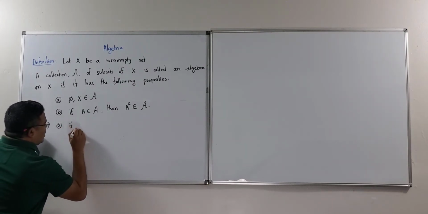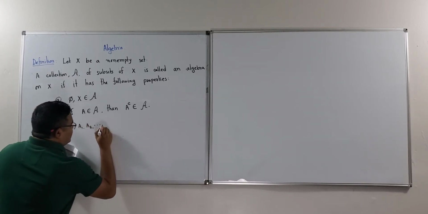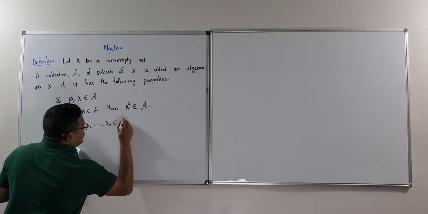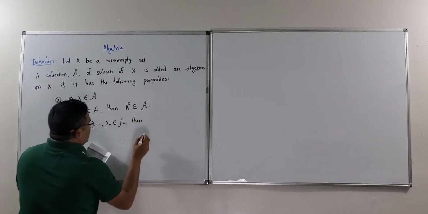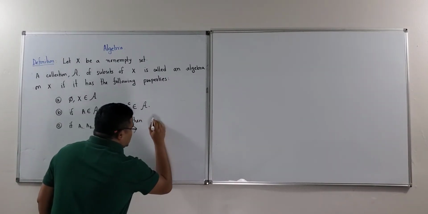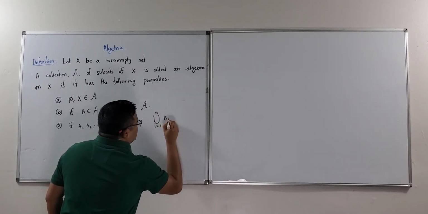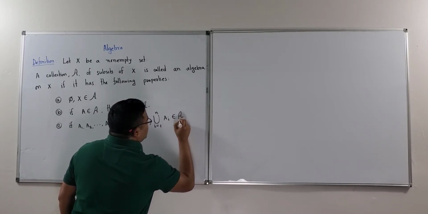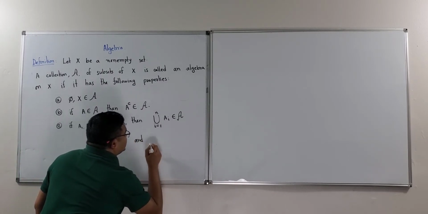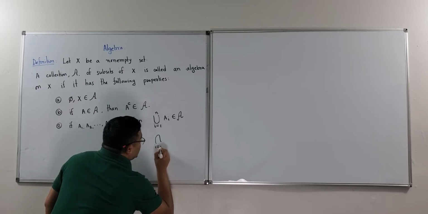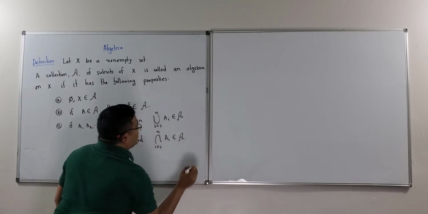if A1, A2, ..., An are elements of A, then their union, the union over i equals 1 to n of Ai, should be in that collection. Okay, and their intersection, the intersection over i equals 1 to n of Ai, would also be in that collection.